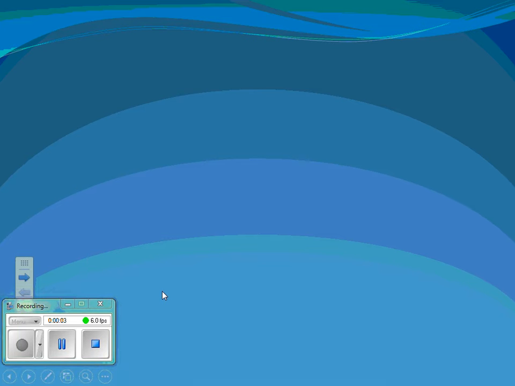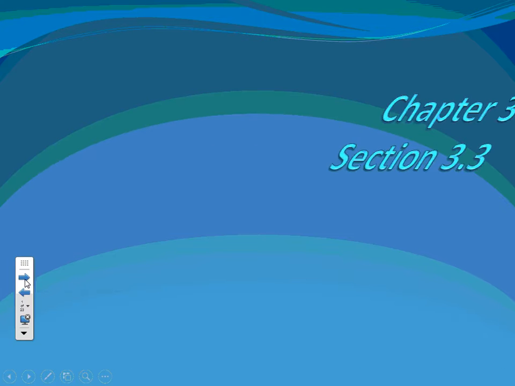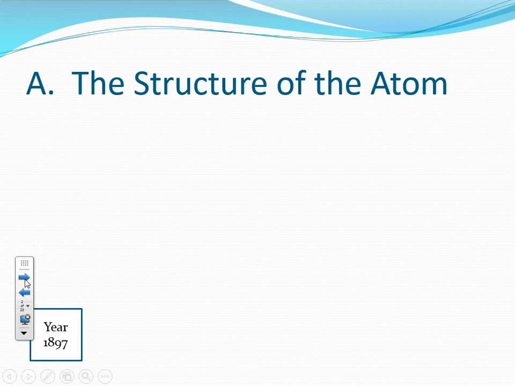So in this section, we'll be looking at atomic structure. It's section 3.3 in our book. So the structure of the atom.